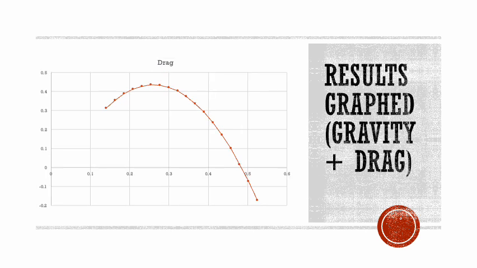Then I modified that model to include air resistance. The drag force acts opposite to the velocity and is proportional to v squared. This caused the object to travel a shorter distance compared to the gravity-only model.